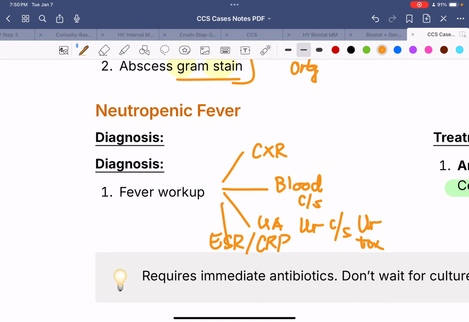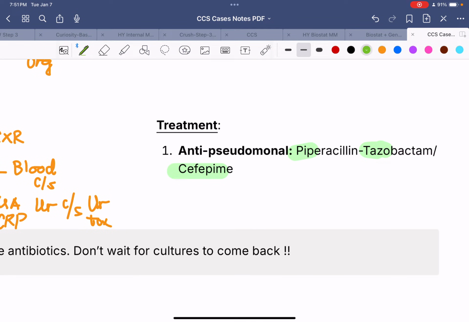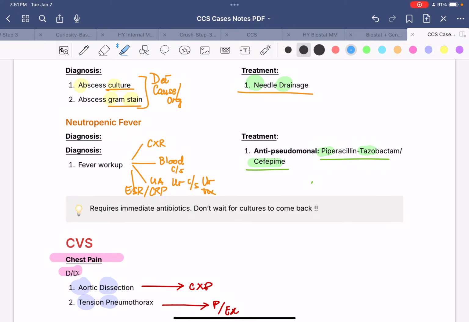And then, of course, just like we did for SIRS, since the infection has already spread in the entire body, similarly in case of neutropenic fever, since the patient is already neutropenic, we need to give empirical antibiotics, which include anti-pseudomonal coverage, which is piperacillin-tazobactam or cefepime. So he needs to get these antibiotics. And of course, since the patient is neutropenic, he requires immediate antibiotics, and we are not going to wait for the cultures to come back. So this concludes our discussion on the general things that we need to remember for the CCS cases.